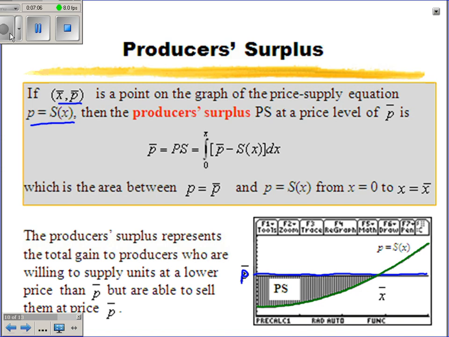Okay. So now what the producer surplus is representing is the gain by the producers who were willing to sell. They were going to sell some units here, whatever these units were, they were willing to sell them for a lower price. But they don't have to. They're actually getting to sell it for this P bar price instead. So that's extra money by the producers that are now getting a higher price for the items they were willing to sell. So what we're looking for here is the area between these two functions, and that represents that producer surplus.